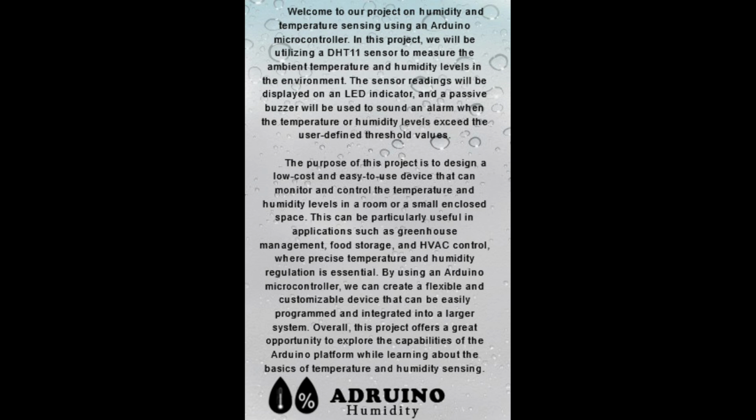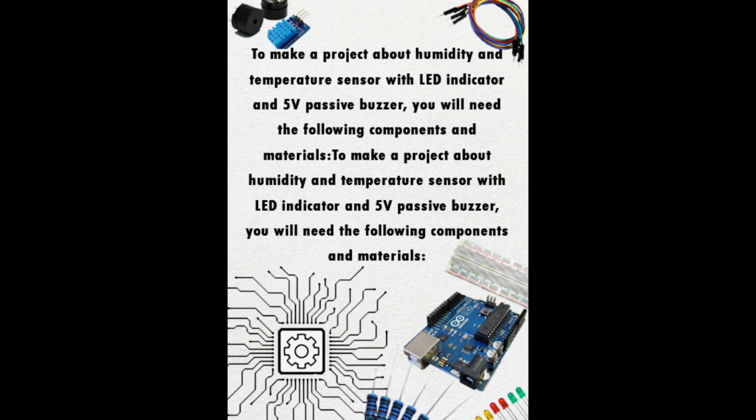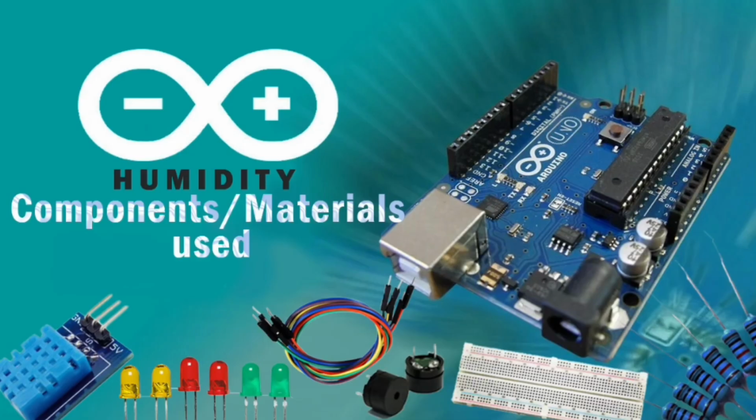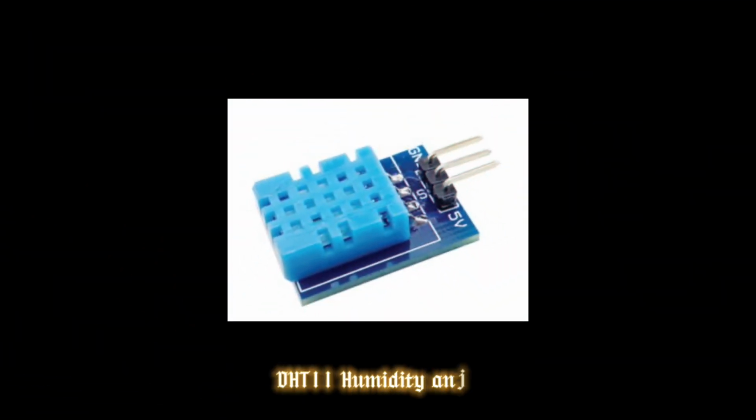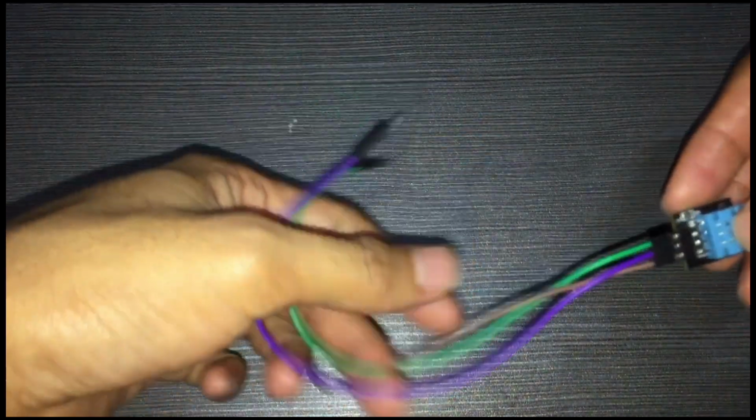Overall, this project offers a great opportunity to explore the capabilities of the Arduino platform while learning about the basics of temperature and humidity sensing. To make a project about humidity and temperature sensor with LED indicator and passive buzzer, you will need the following components and materials. The components and materials used to develop a humidity and temperature sensor: this sensor measures the relative humidity and temperature of the surrounding environment.